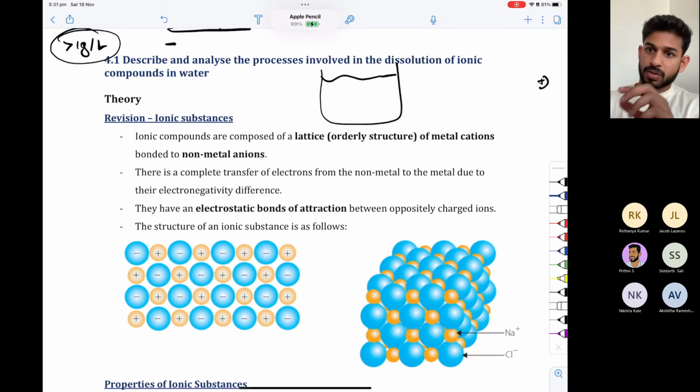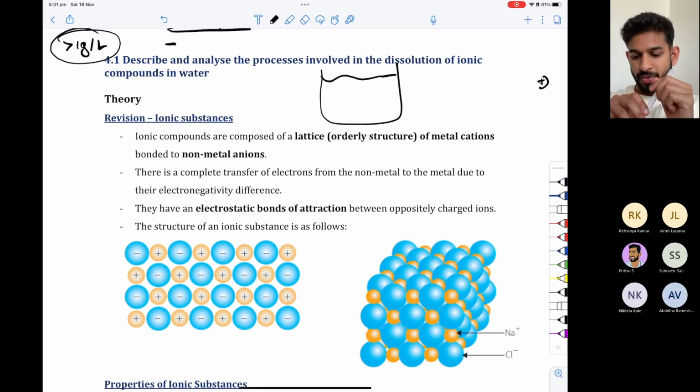A metal and a non-metal. No, wait, it was a cation and an anion. Yeah. And what's the bond between them? The electrostatic forces, ionic bonds. Very good. Right. Electrostatic forces of attraction. Nikita, are they strong or weak, the electrostatic bonds of attraction?